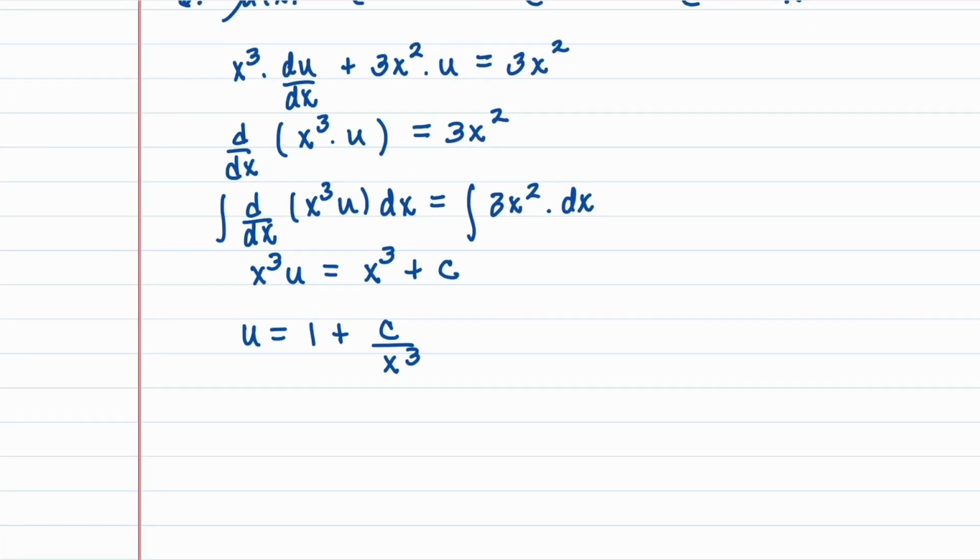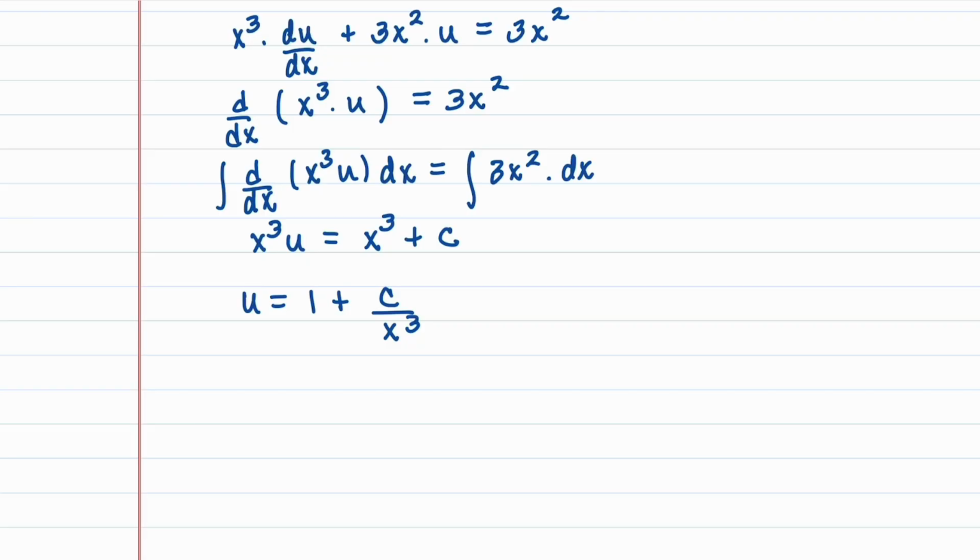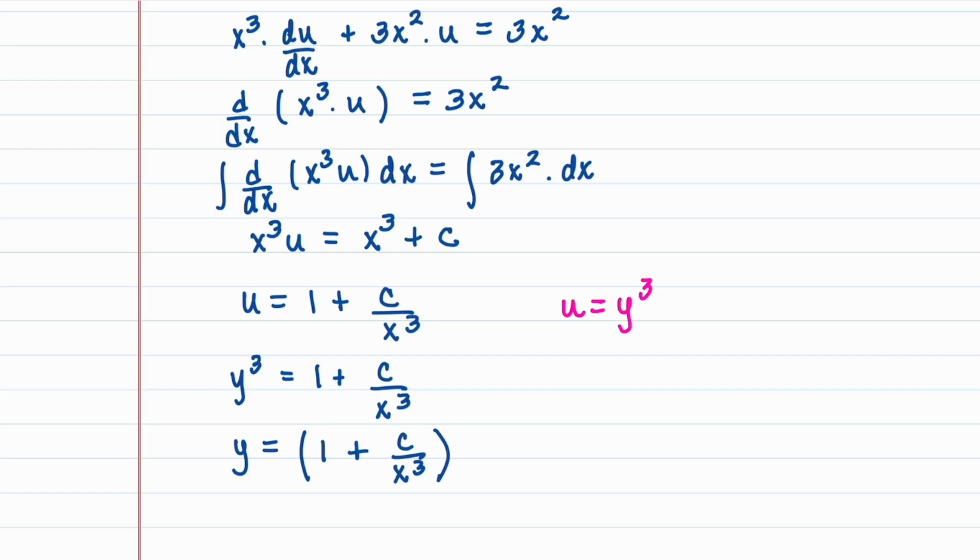Now we have to write this in terms of y. So let's recall from our previous page that we had u is equal to y cubed. So our left-hand side now is y cubed, and our right-hand side stays the same. Let's solve for y, and we'll take the cube root of the right-hand side. So our right-hand side is 1 plus c over x cubed, all raised to the 1/3 power. And there's the solution to our Bernoulli equation.